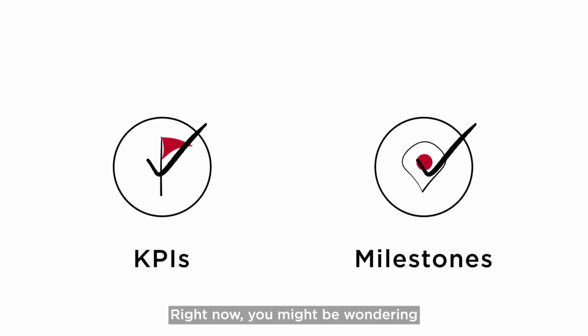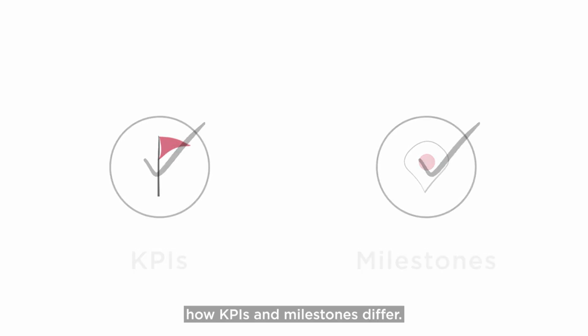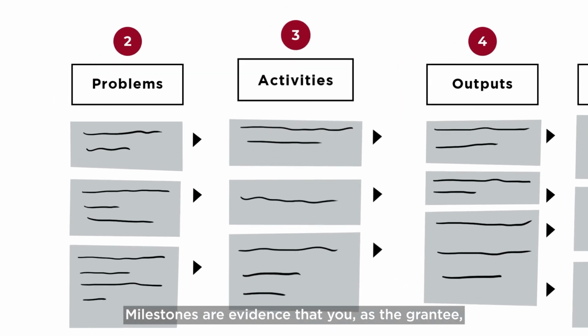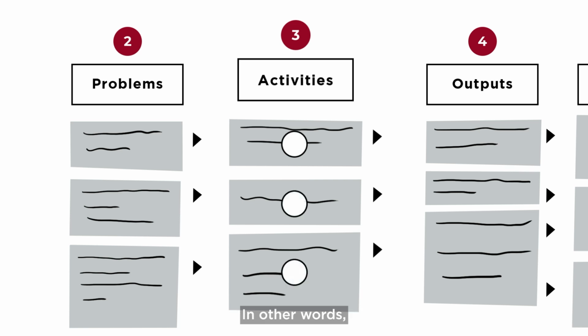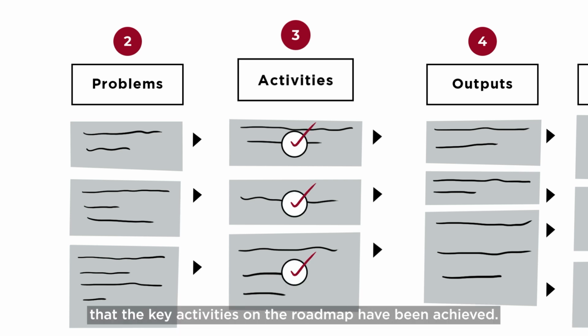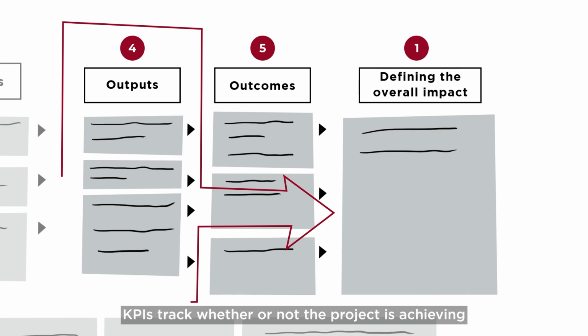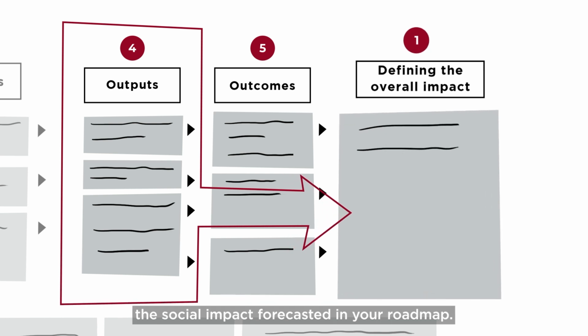Right now, you might be wondering how KPIs and milestones differ. Milestones are evidence that you, as the grantee, are doing what you said you would do to implement the project. In other words, milestones are signals that the key activities on the roadmap have been achieved. KPIs track whether or not the project is achieving the social impact forecasted in your roadmap.